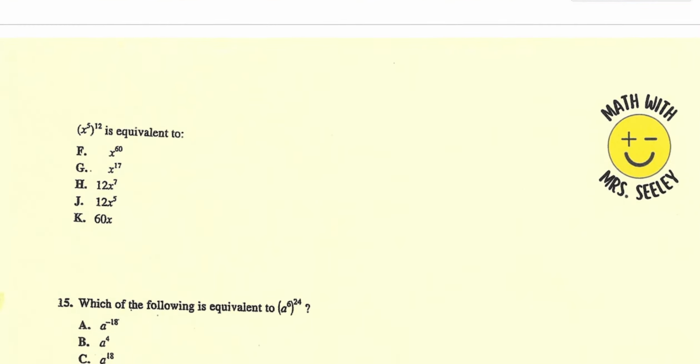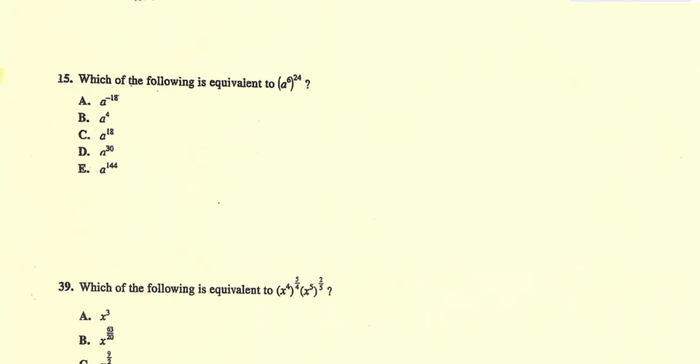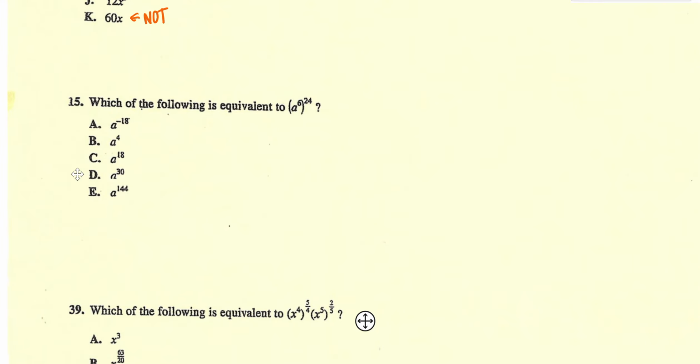All right, let's take a look at the next one. Again, the rule says that I'm going to take power to power, and I'm going to multiply those exponents. So 5 times 12 is 60, F, x to the 60th. Now you can see they're trying to trick you there. It's not that. It's x to the power of 60. All right, try this number 15 on your own. Okay, the rule said power to power, I'm going to multiply. And if you multiply, you're going to get 6 times 24 is 144.